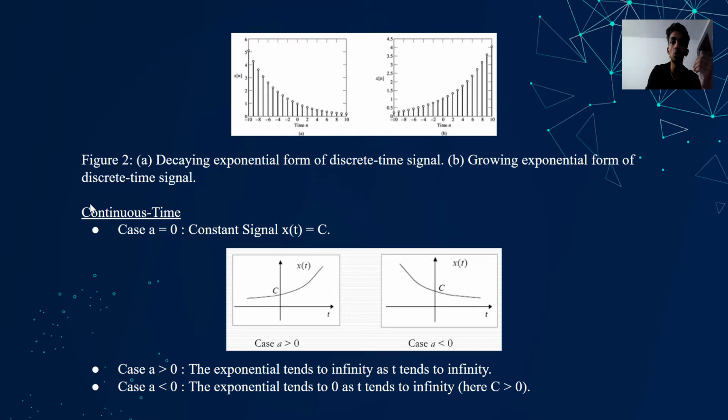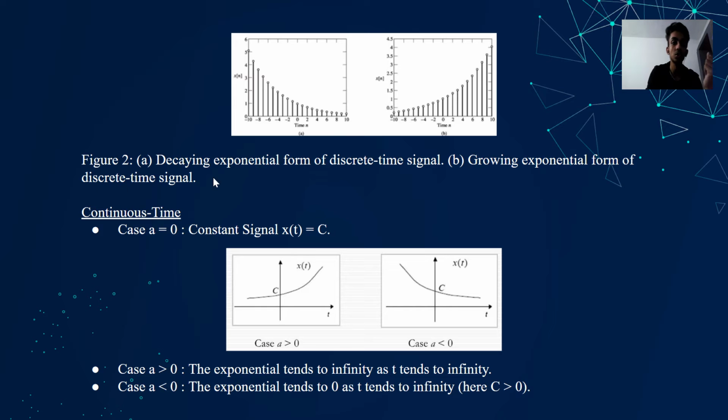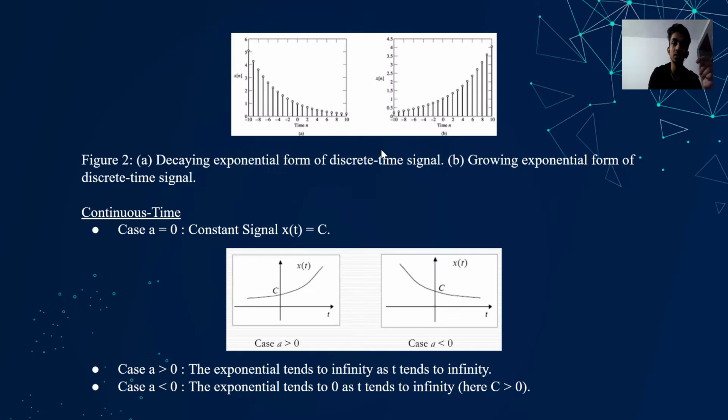In the previous one we had continuous time signal. So moving on, continuous time. For continuous time we'll have three cases. One where a is equal to 0. So when a is equal to 0, we'll have a constant. So x of t is equal to c. It will be a constant signal.